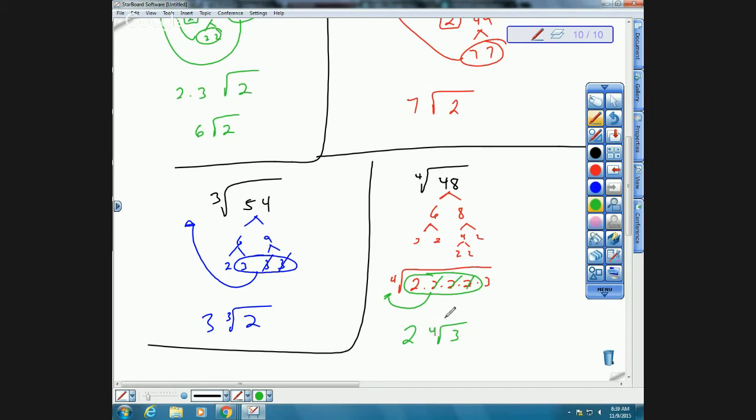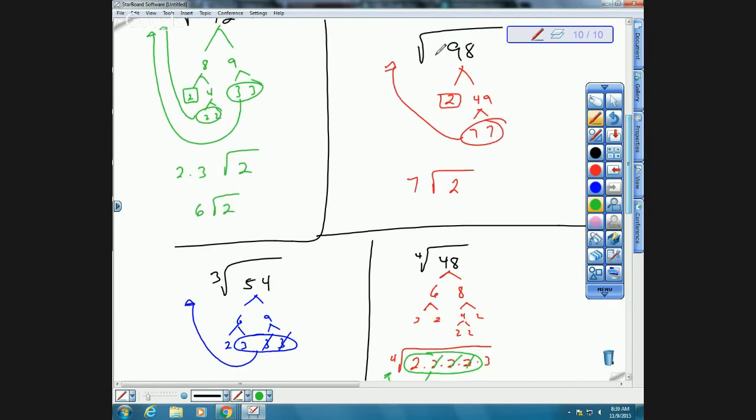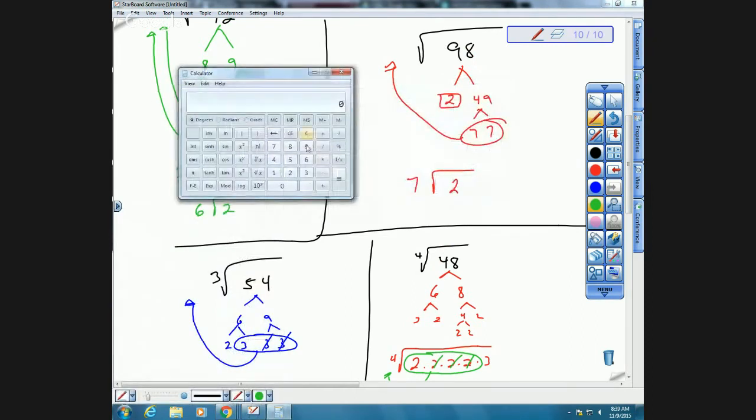And again, since we were talking about calculators earlier, you can always check this. Like say the square root of 98, one right here. So if I have 98 square root, I get this decimal, 9.8999, right? If I get this right here, I can check it. I can do the square root of 2 times 7, and I get that same decimal. So you can check these.